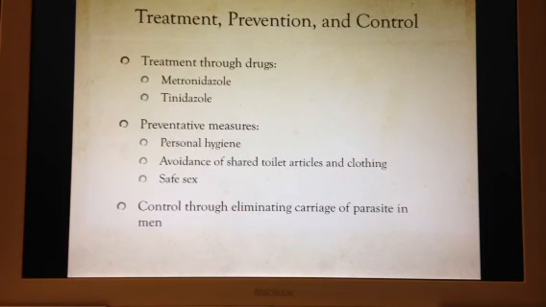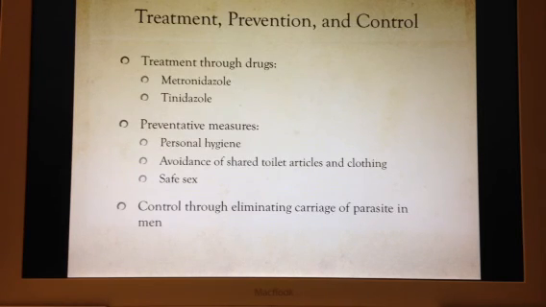We will conclude the presentation with the treatment, prevention, and control of Trichomonas vaginalis. Treatment of the parasite is done with the use of medication. Metronidazole is an antibiotic and is considered to be the drug of choice for treatment of Trichomonas vaginalis. Tinidazole is a more recently developed anti-parasitic drug and can also be used in treatment.